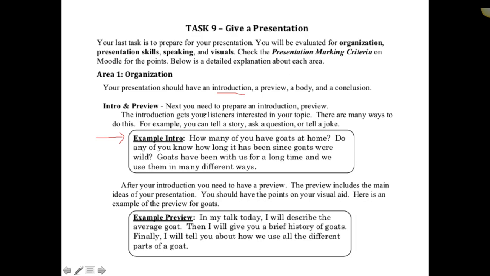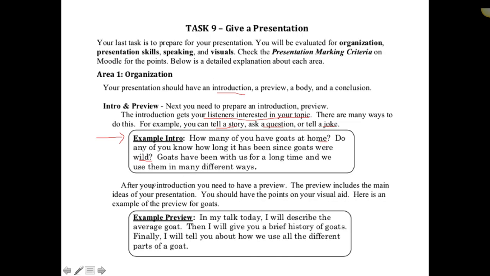The introduction is a chance to make the audience interested. So what can you say to make the audience want to know more about your topic? Maybe you can tell a story, ask a question, or a joke. Something that will make the audience pay attention. Look at this example here. Here's a question. It makes us want to know the answer.